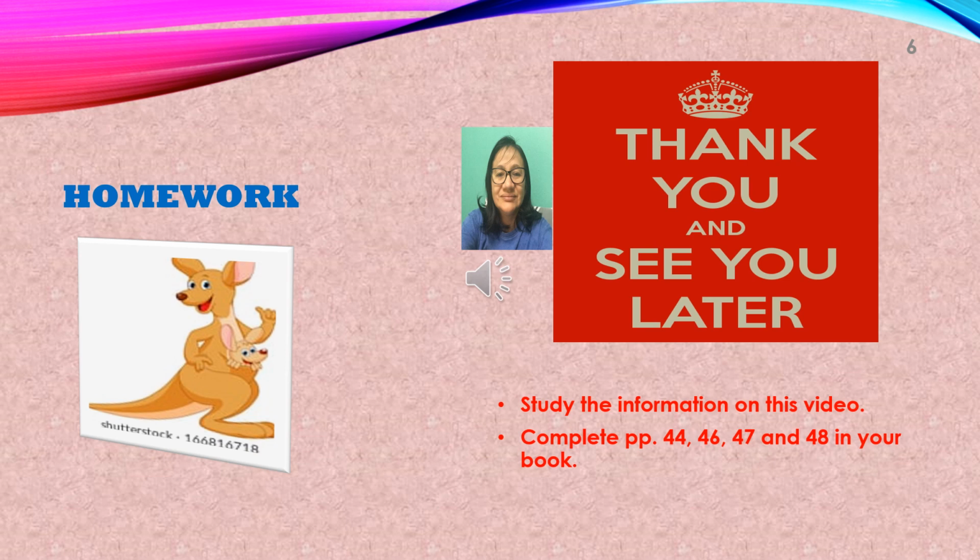Now, when you finish that part, you are going to complete your book, page 44, page 46, page 47, and 48. In your books, if you have your science book, please complete these 4 pages. And if you don't have your book, what you need to do is copy this information in your notebook. Make sure that you complete the pages in your notebook if you don't have your book, okay? So there are no excuses. You should be able to complete your homework.